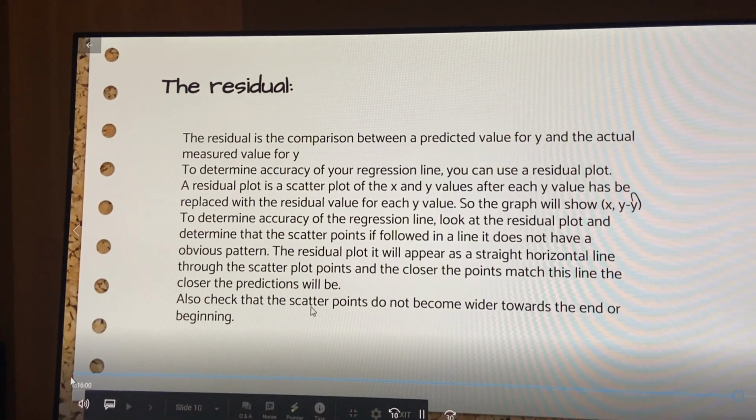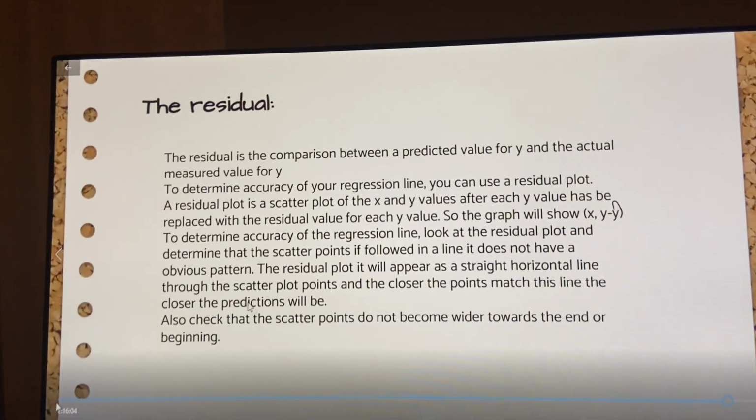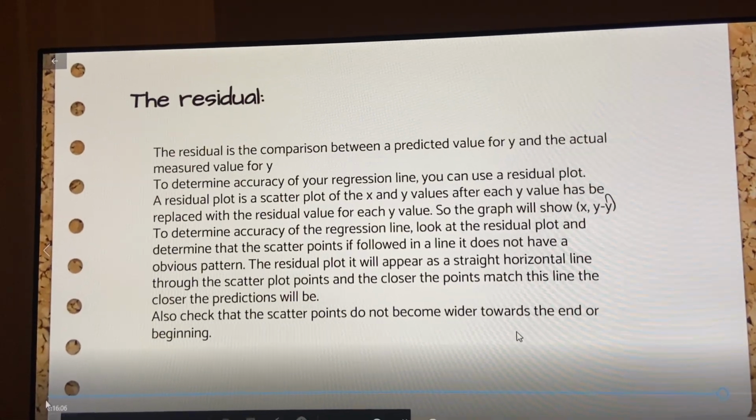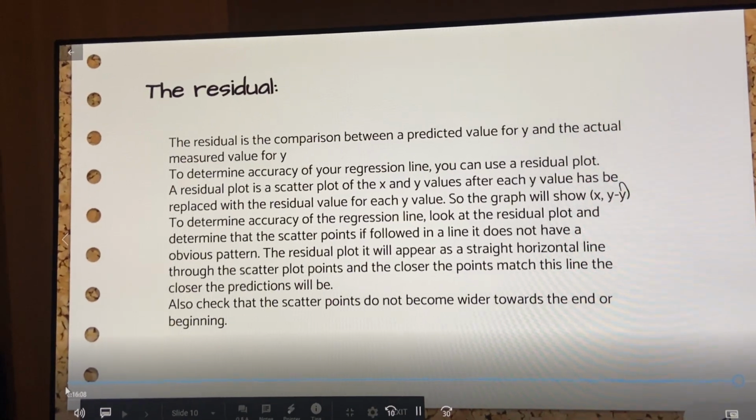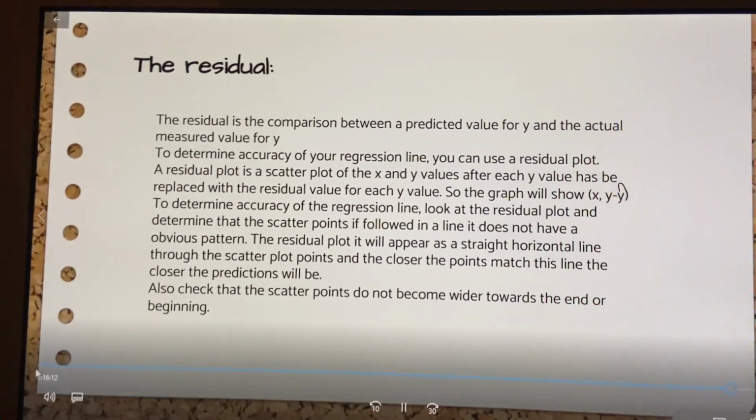Check for any patterns that suggest, again, that this is not a good model for representing the data. Also, if it becomes wider towards the end or beginning, that's another clue that this is not a good formula for your data set.